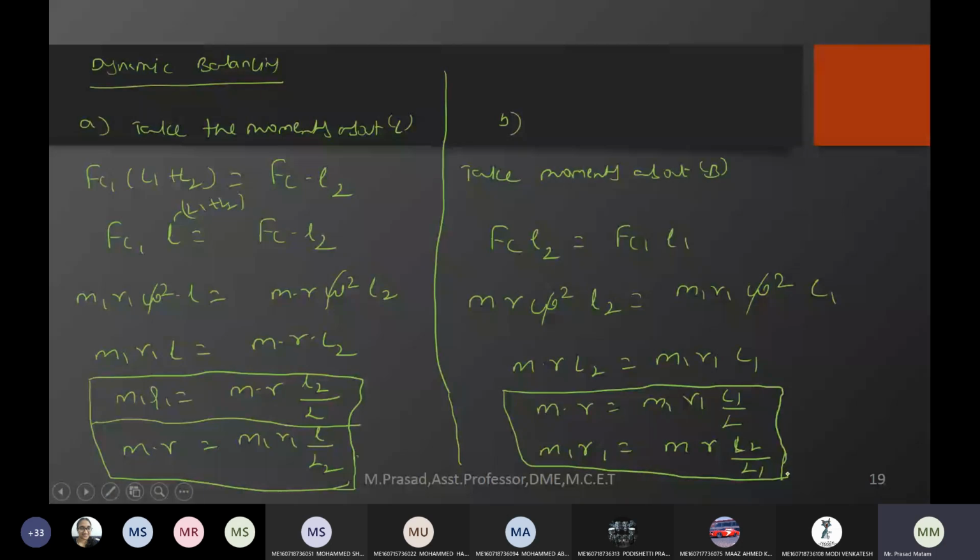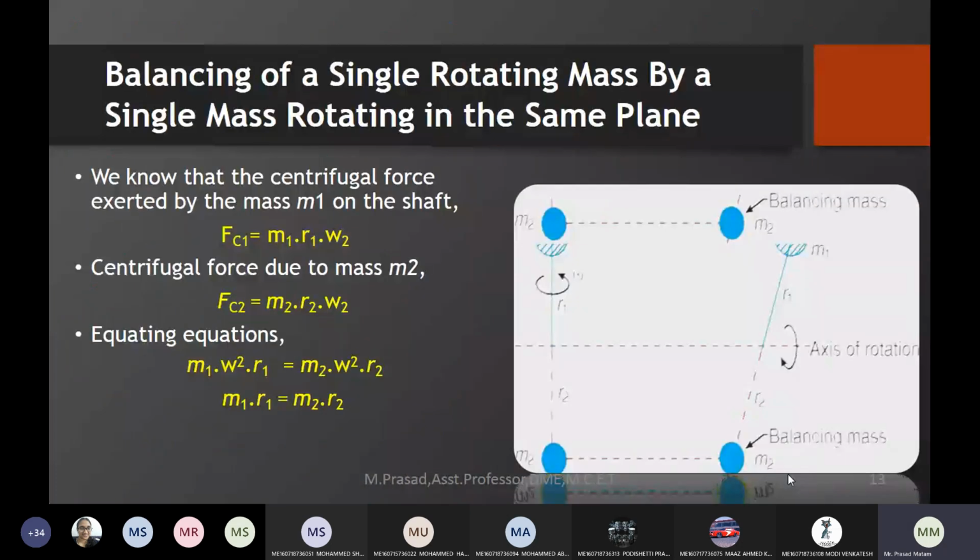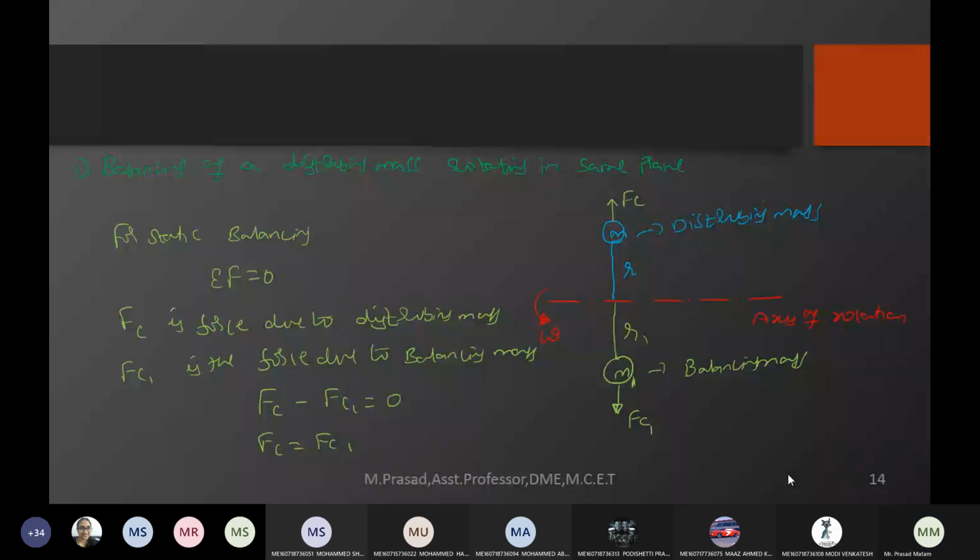Okay, this is about case 2. So in balancing of rotating masses, up to now we have solved two cases. First case is balancing of a single mass rotating by a single mass only. Second case is balancing of a single mass with the help of two different masses. Let me revise again what I have done so far. First case, I have done balancing of a single disturbing mass with a single mass only. One disturbing mass is being balanced with one mass here.